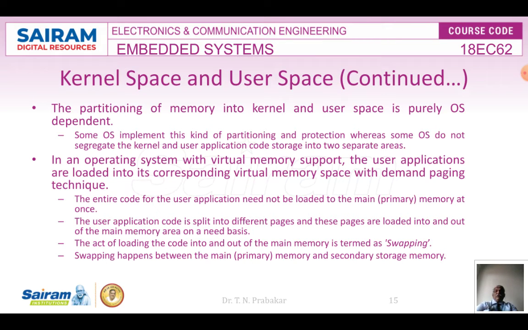And the partitioning of memory into kernel and user space is purely OS dependent, right? So the OS will take care of which part of memory should be used for the user and which part of memory should be used for the system kernel. And some OS implement this kind of partitioning and protection, whereas some OS do not segregate the kernel and user space. So sometimes it can segregate the two, and some use both in the same memory area.